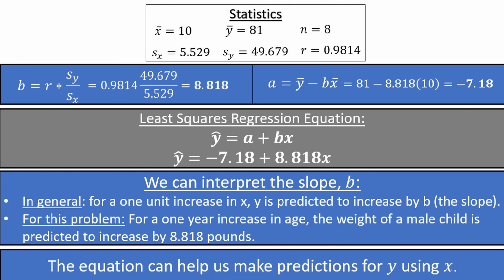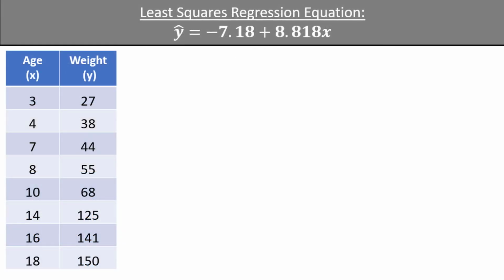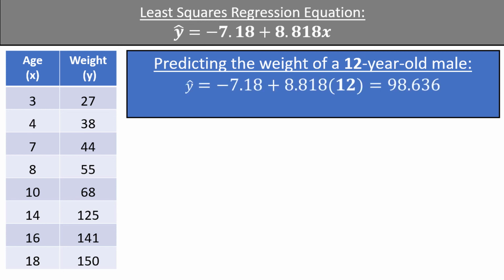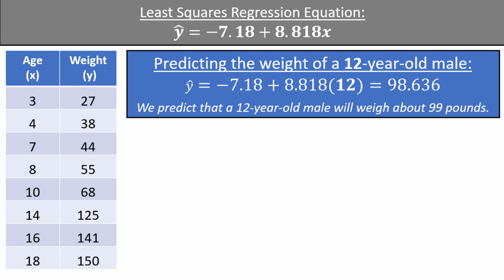The other main use of this equation is to make predictions for y using values of x. So for example, our initial dataset did not contain any male children aged 12, so we might plug in x equals 12 into the equation in order to predict the 12-year-old's weight. We have y hat equals negative 7.18 plus 8.818 times 12, which simplifies to 98.636. We predict that a 12-year-old male will weigh about 99 pounds.